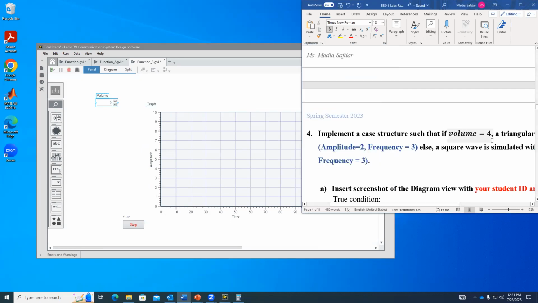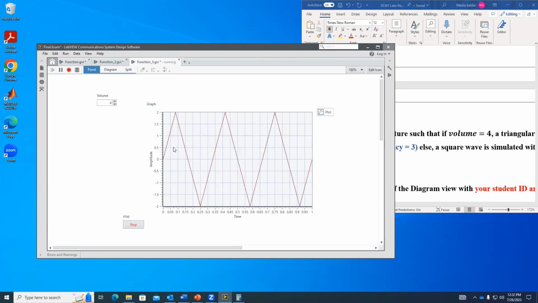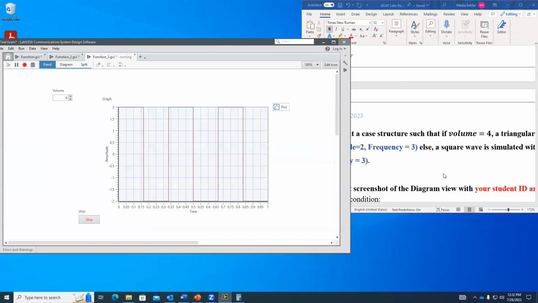If I put volume equals 5, that means it is false. For the true, it should make a triangular wave. So let's write: the true condition should make a triangular wave, which is according to the question. Now if I put 5 or 6, this is a false condition. Now this is a square wave. It means my answer is correct. You can always cross-verify your answer with your question.